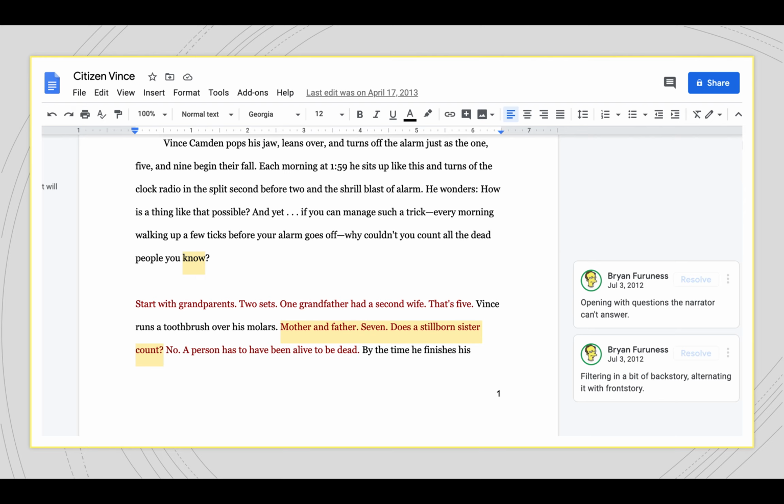Citizen Vince, like I said, I wanted to mirror its tone. To figure out how to capture that tone, I retyped the whole novel. That sounds like a lot, but really I just used it as kind of a warm-up exercise. Every time I sat down to write in the morning, I would type out 2 or 3 pages of Citizen Vince, just as a way of warming up and kind of getting into writing.